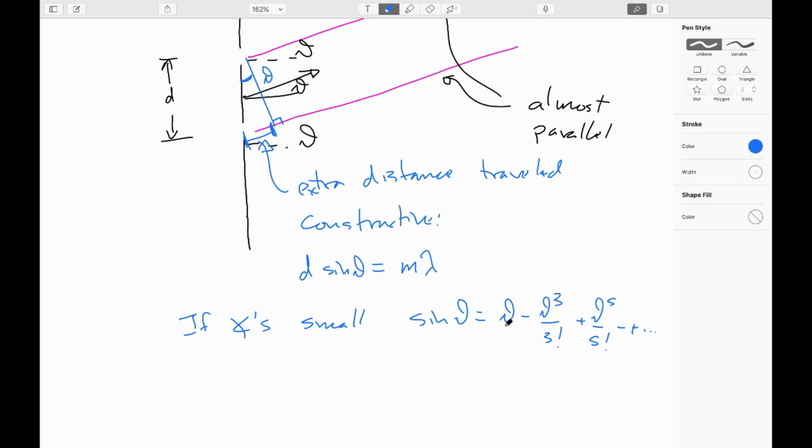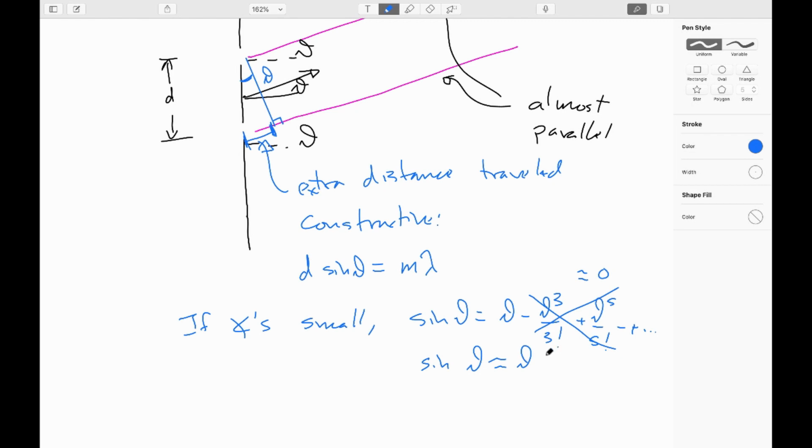Let's say it's 0.1. Theta cubed over 3 factorial, well, theta cubed will be 0.0001, and then you're going to divide it by 6. Theta to the 5th over 5 factorial, well, that's going to be 0.00001, and then you're going to divide that by 120. So if theta is small, these terms past the first term are pretty much almost 0. And then we can approximate that sine of theta is approximately theta itself.